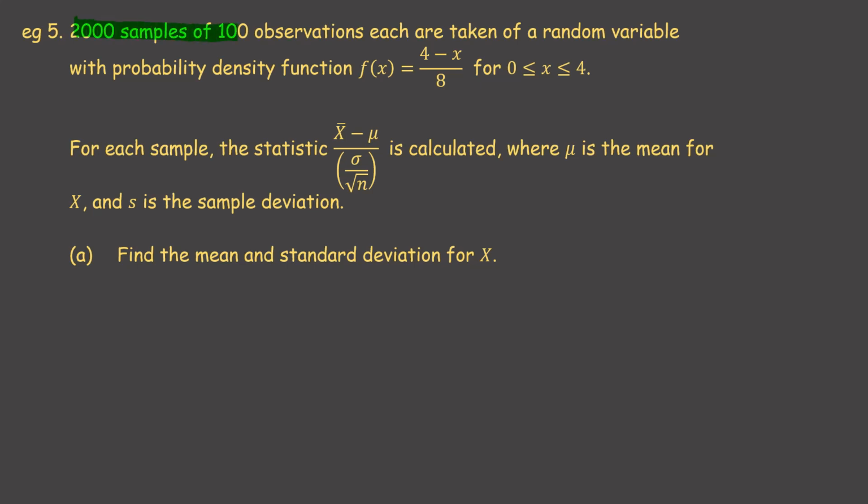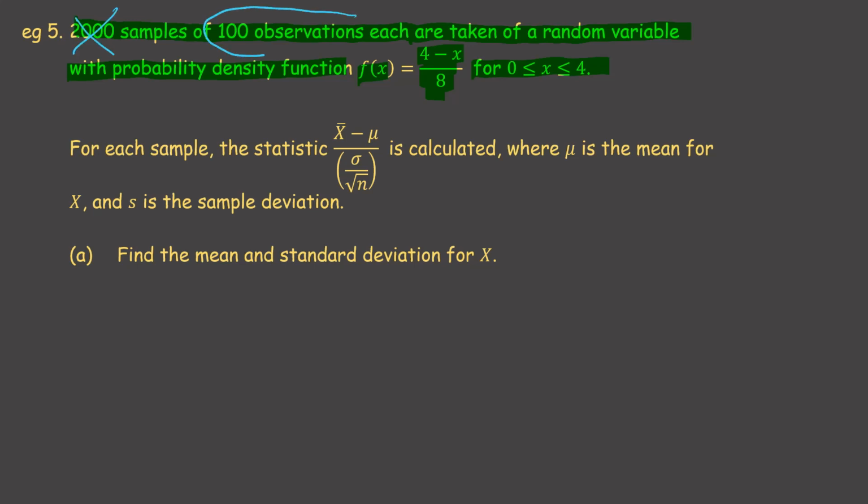2,000 samples of 100 observations each are taken of a random variable with probability density function f(x) = (4 - x)/8 for values of x between 0 and 4. Now, let's think about this. This 2,000, that's a red herring. The samples are of size 100, n equals 100, that's what's going to matter here.